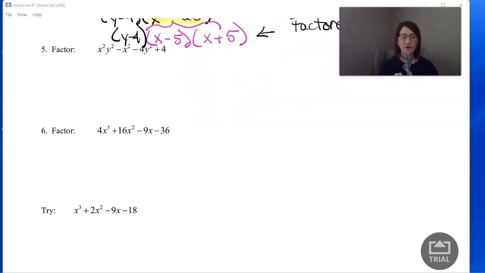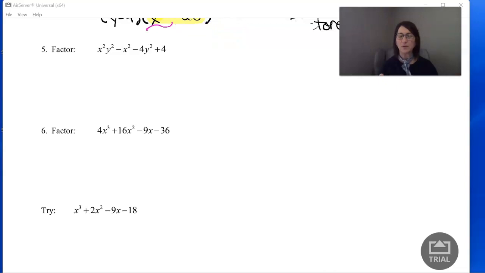All right, so I'm going to erase so we've got a little bit more room here. With this one, same thing as before, my third term has a subtraction, so I'm going to change that to addition, put the negative with the 4, and go ahead and group the first 2 and the second 2. All right, so now I'm going to take out an x squared.